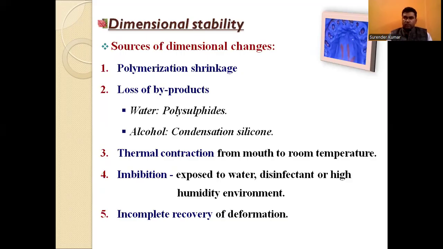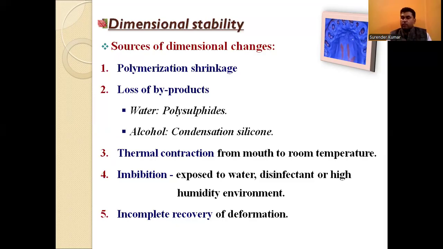Dimensional stability. The sources of dimensional changes: there are 5 types of sources. First is polymerization shrinkage. Second, the loss of byproduct, like in the case of polysulfide, where water is liberated, and condensation silicone, where ethyl alcohol comes out. So in these cases, there is going to be dimensional shrinkage.